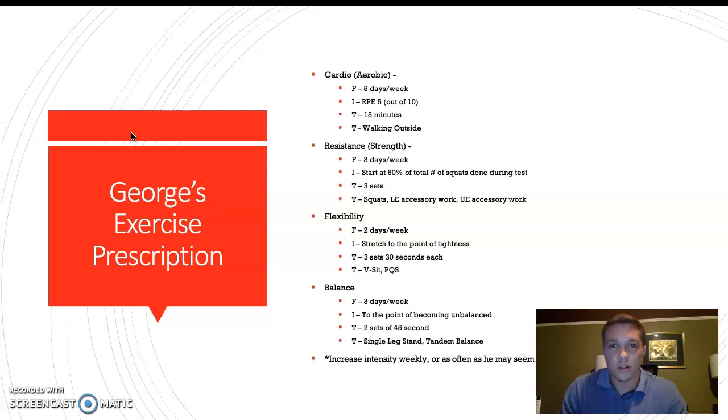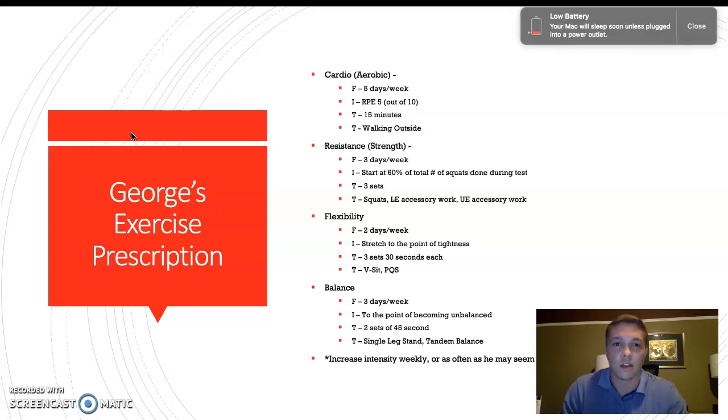For resistance training, we're going to have him do 3 days a week. He's going to start at 60% of the total number of squats that he did during his test. This is just, again, so that we start at a lower intensity. We're going to do 3 sets of squats, lower extremity accessory work, and upper extremity accessory work. And then we're going to do flexibility 2 days a week.